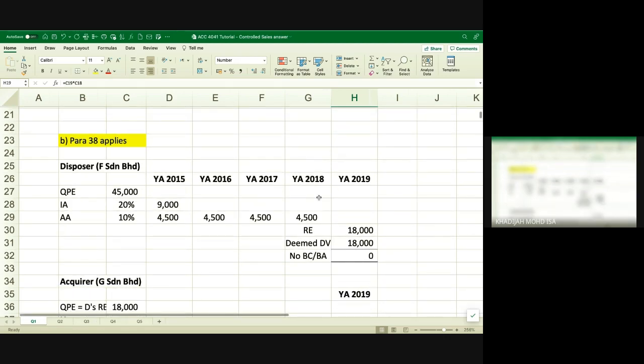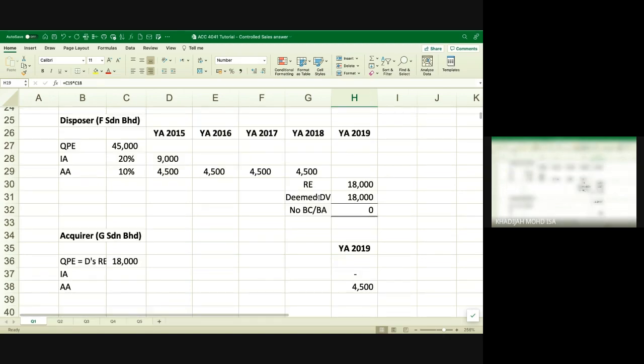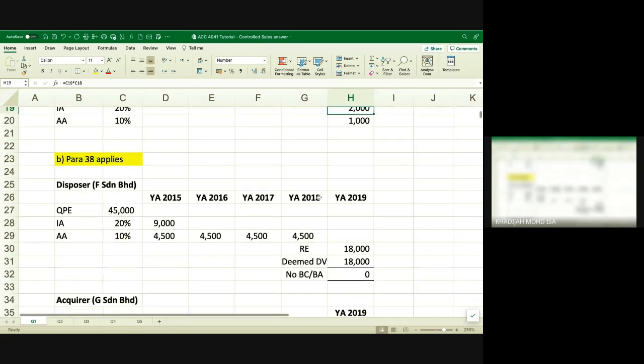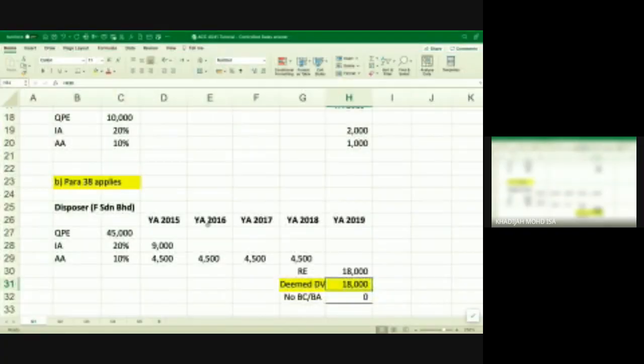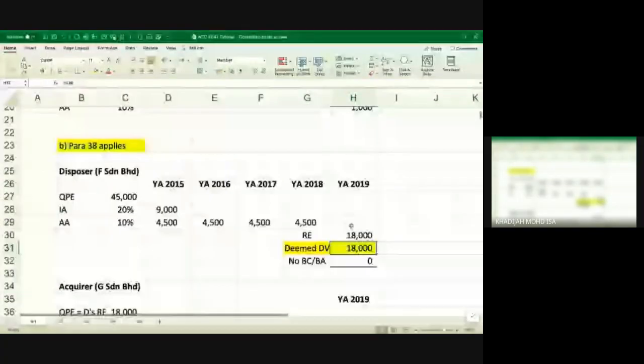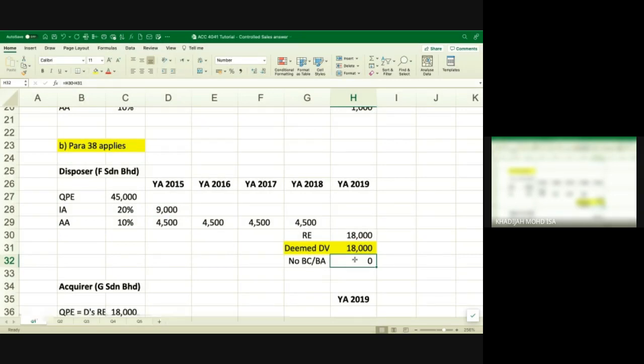All right. On B, where you have para 38, where we have a control transfer, means that the F Sdn Bhd and G Sdn Bhd are related party. Right? For F Sdn Bhd, the computation is the same, right? Based on QPE of 45,000. All right, then you have claim in YA 2015, 16, 17, and 18. You have the same RE. The difference here is that you're deemed to be the RE, right? It's not 10,000, but it's deemed to be RE. Because of that, you have no balancing charge, no balancing allowance. Why? Because this is a controlled transfer.